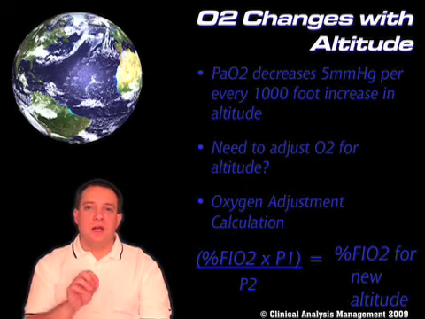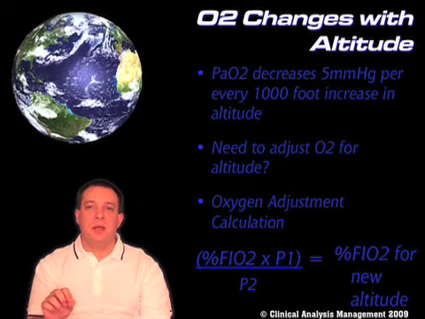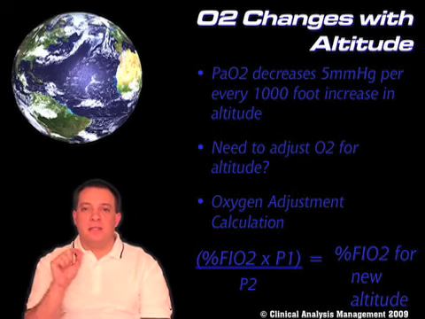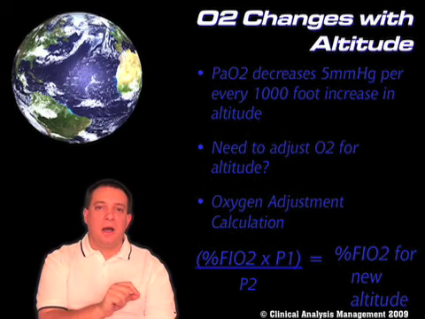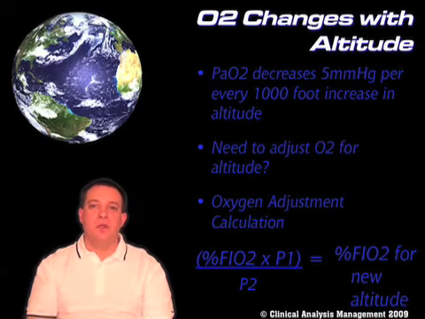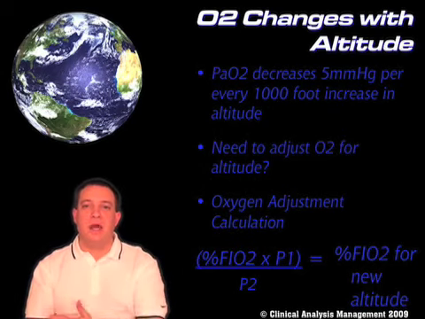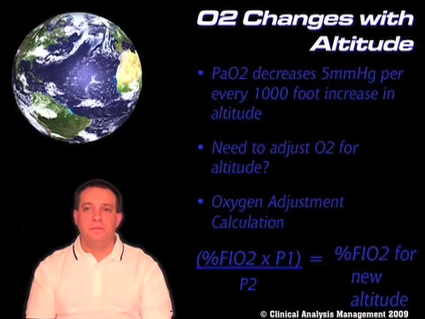So for instance, let's say you have somebody who's on 50%, they're at 760 millimeters of mercury, but the altitude that you're going to take them to is only 730 millimeters of mercury. You would take 50% times 760 divided by 730, and that would give you the new percentage of oxygen that they're going to need at the new altitude.